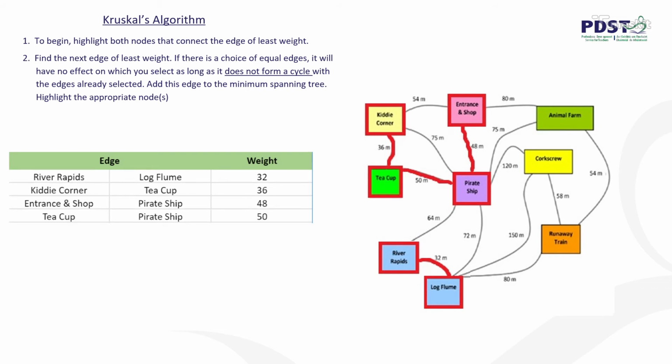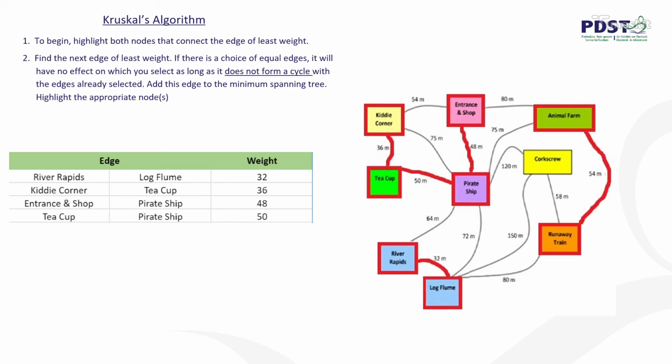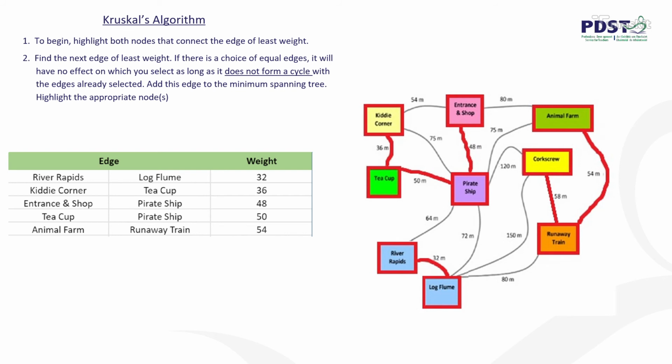We'll pause at this point. We see there are two edges of weight 54 meters. We do not select the edge connecting Kitty Corner and the shop, as it would form a cycle. So we select the other edge of 54 meters connecting Animal Farm and the runaway train. We highlight those nodes and we'll add the edge to our minimum spanning tree. We continue with the process, selecting the next smallest edge, ensuring it does not form a cycle with the edges already selected.